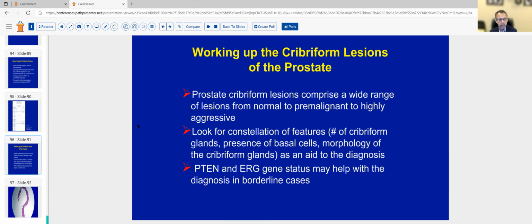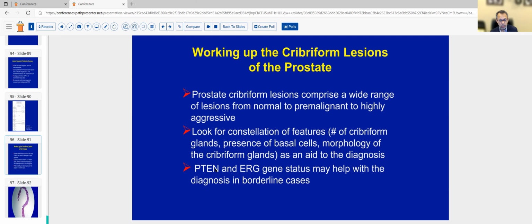So in summary, these are my take-home messages. Prostate cribriform lesions comprise a wide range of lesions from normal to pre-malignant to highly aggressive. In many situations, you will have to look for a constellation of features, number of cribriform glands, presence of basal cells, and morphology of the cribriform glands to arrive at a correct diagnosis. And in some difficult lesions, additional PTEN and ERG markers can help in diagnosis in borderline situations. But again, keep in mind that these are ancillary tools. Your diagnosis still depends on careful morphological assessment.